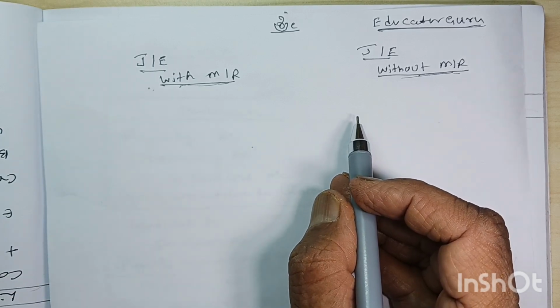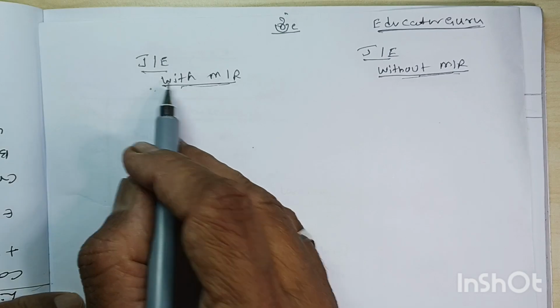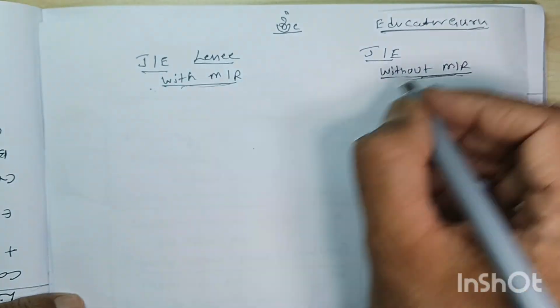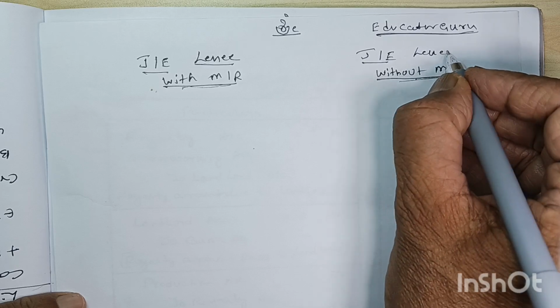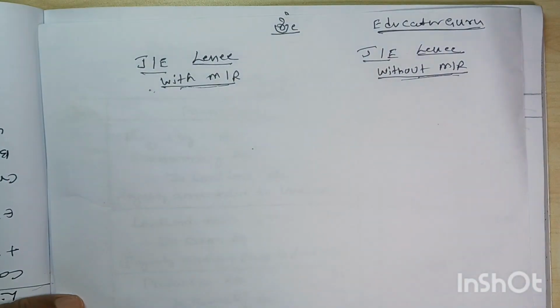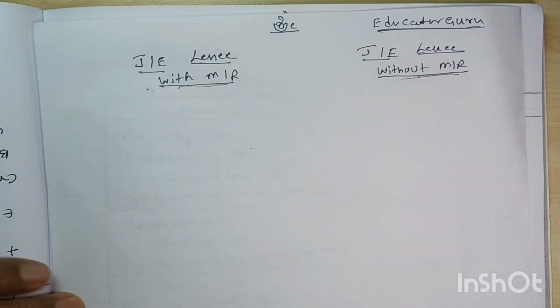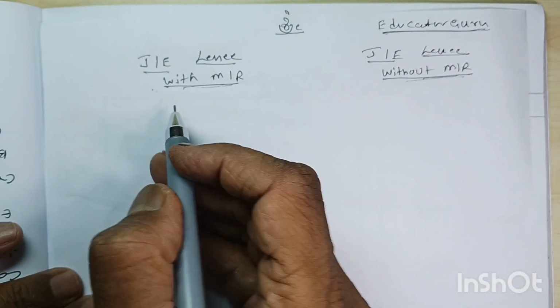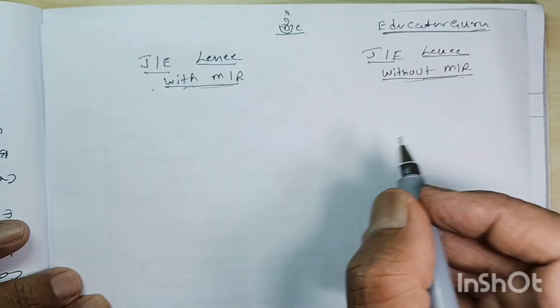Now I told you in my previous video that I am going to show you the ledger accounts as well as journal entries. Now here, journal entries in the books of lessee, with minimum rent and without minimum rent. What is the difference? It is very simple.